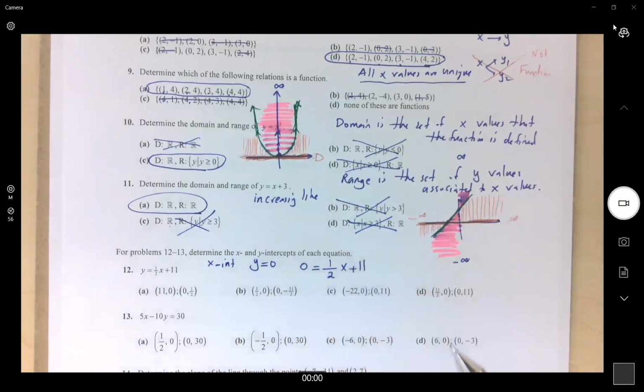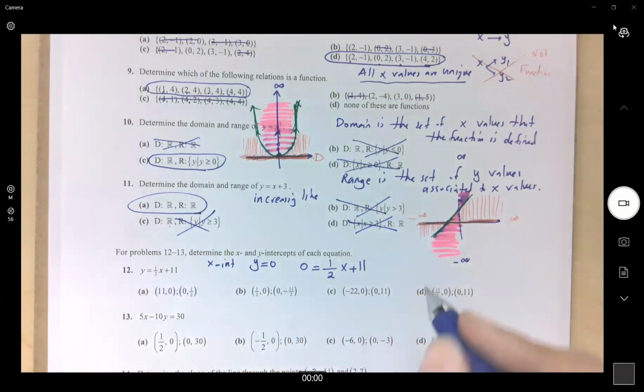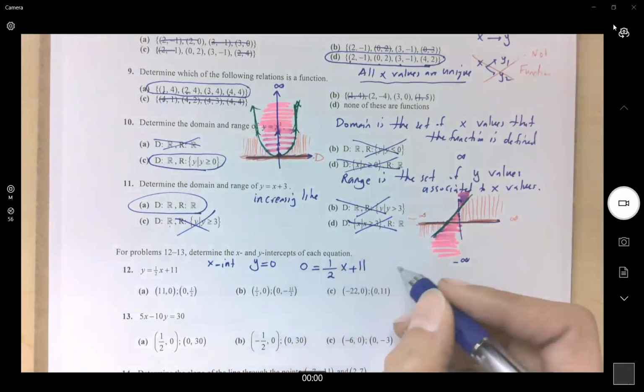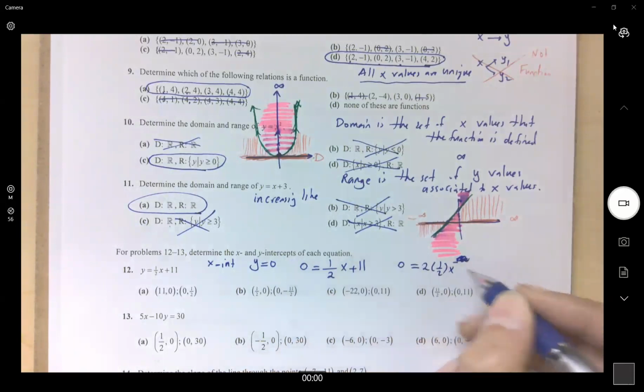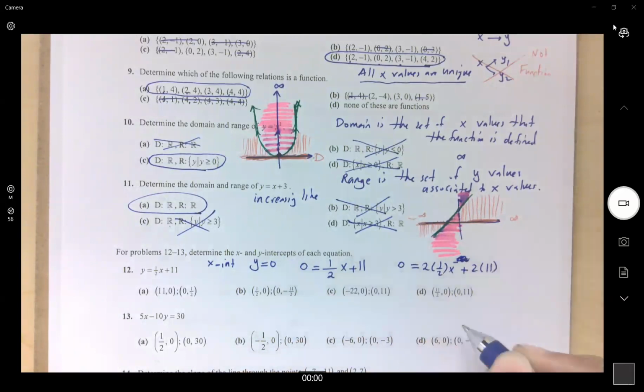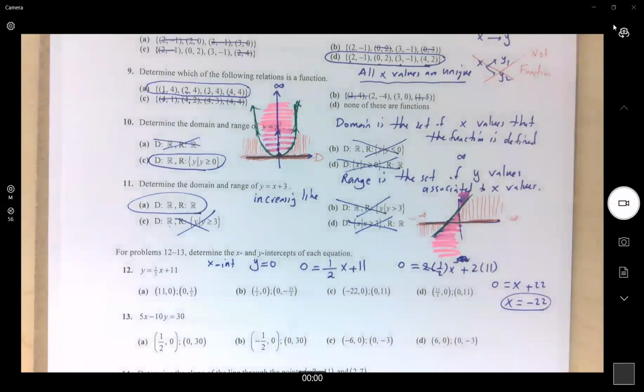Here you can multiply everything by 2 to get rid of the fraction as well. If you don't like denominators, get rid of the denominators. If you multiply everything by 2, you get 0 equals 2 times 1/2 x plus 2 times 11. You get 0 equals x plus 22, or x is -22. Again, if you have a fraction in an equation, multiply both sides by that denominator to get rid of it.